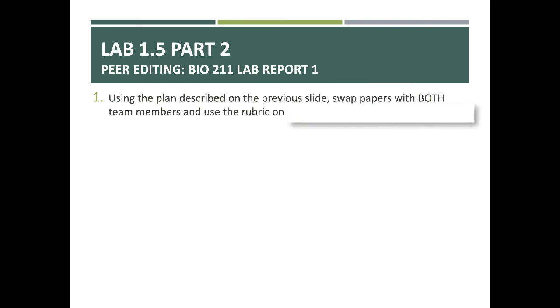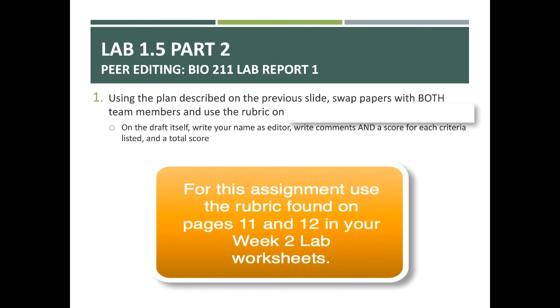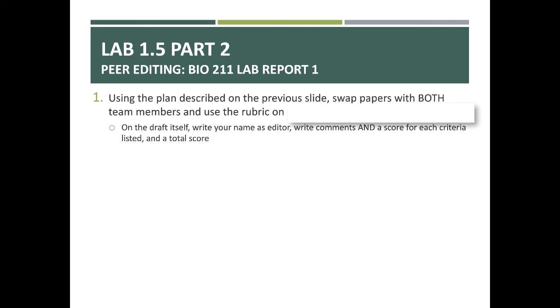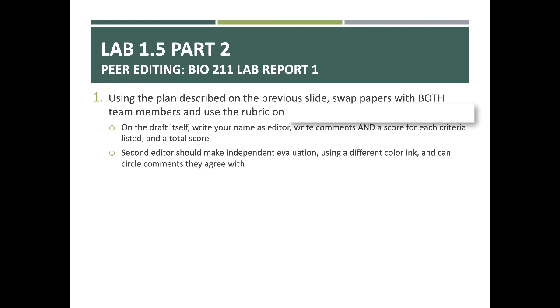So using this plan, or a similar plan on the previous slide, swap papers with both team members and use the rubric on the draft itself, the original author's draft. Write your name as editor, write comments, and a score for each criteria listed and a total score. The second editor should make independent evaluations using a different colored ink, but on the same copy. They could even circle comments that they agree with.